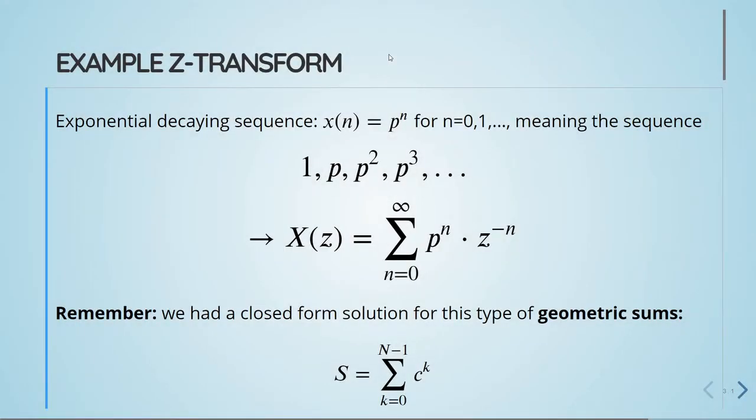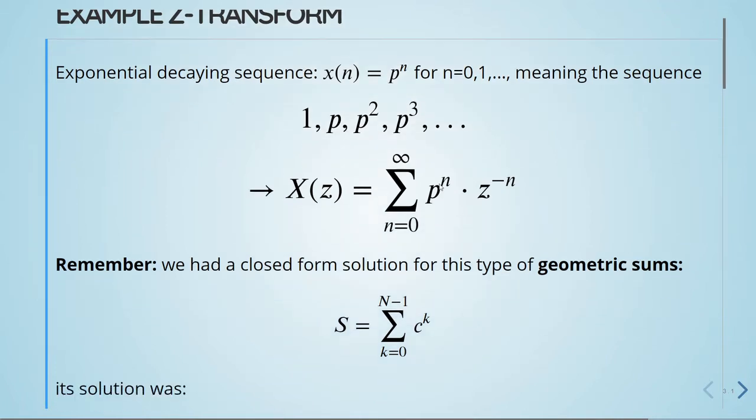Here we have an example of the z-transform for an exponentially decaying sequence given by x of n is equal to p to the power of n for n going from 0 to infinity, meaning this is the sequence for p to the power of 0, this is 1, p to the power of 1, p to the power of 2, p to the power of 3, and so on. So the z-transform of this sequence is given by this equation here.